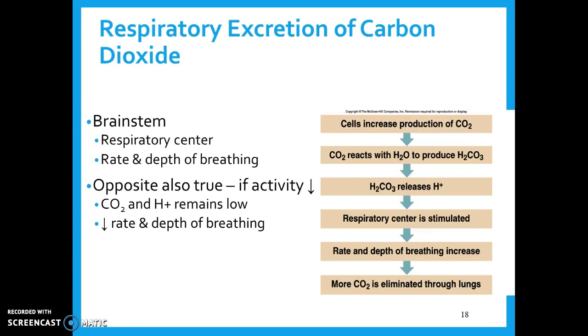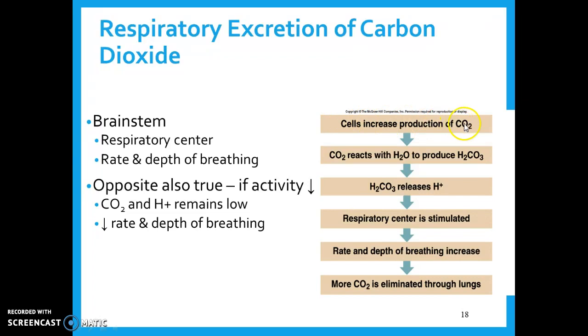Respiratory excretion of carbon dioxide. So let's look at the chart on the right first. This is how we can get rid of carbon dioxide if we have too much. So what happens, it says the cells increase their production of carbon dioxide. So you could be exercising, you're active, you're doing something like that, but your body is going to be making more carbon dioxide inside the cells. So we've got to get rid of that carbon dioxide. That's what we talked about in the respiratory system.